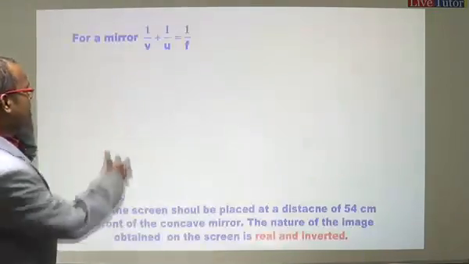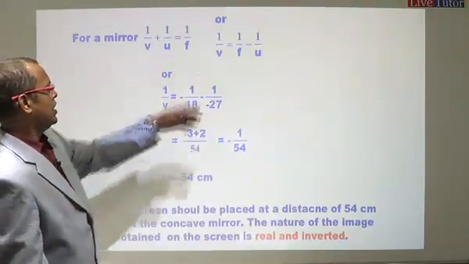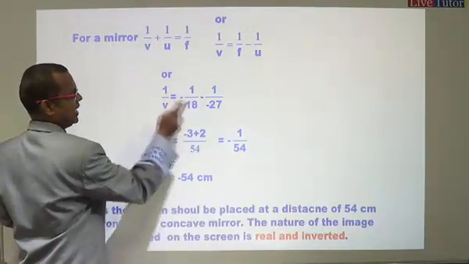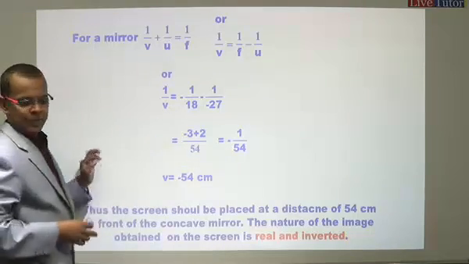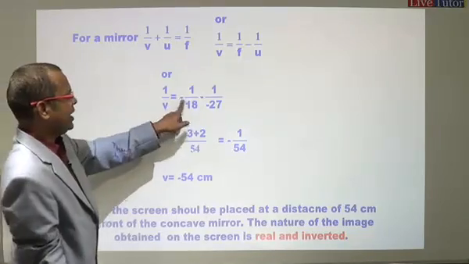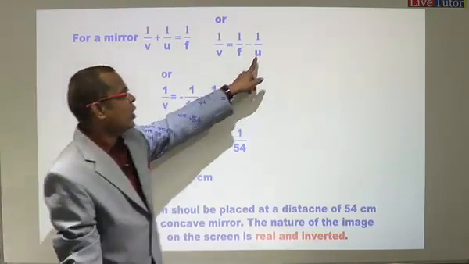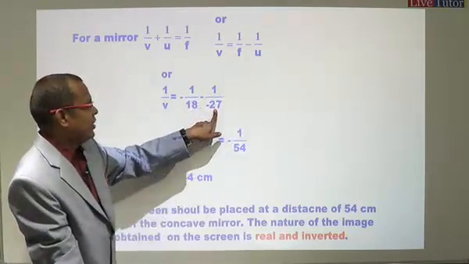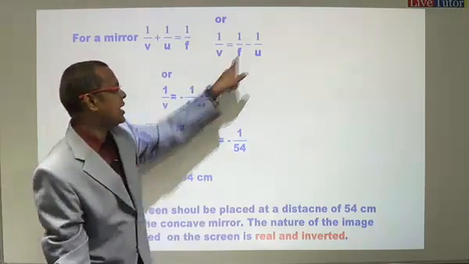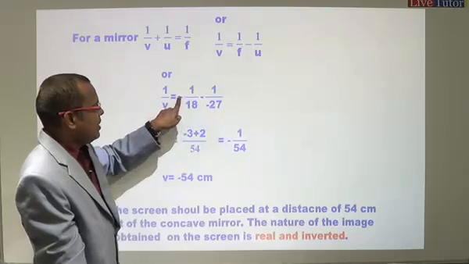Now look at that same formula. 1 by V plus 1 by U is equal to 1 by F. Substitute the values. 1 by V is equal to minus 1 by 18. Why is it minus 18? Because the focal length is negative. So I have taken it as minus 18, because it is concave mirror. And similarly, the object distance is also negative. You should never miss these points, minus here also, minus here also. And in between the minus already there. So these minus into minus will become plus. And this minus will be as it is.